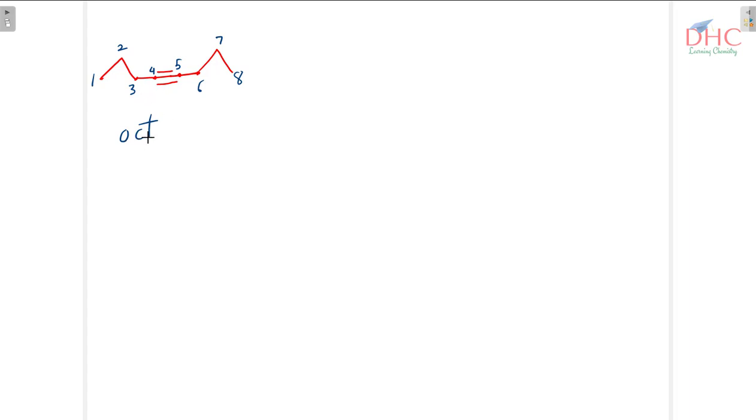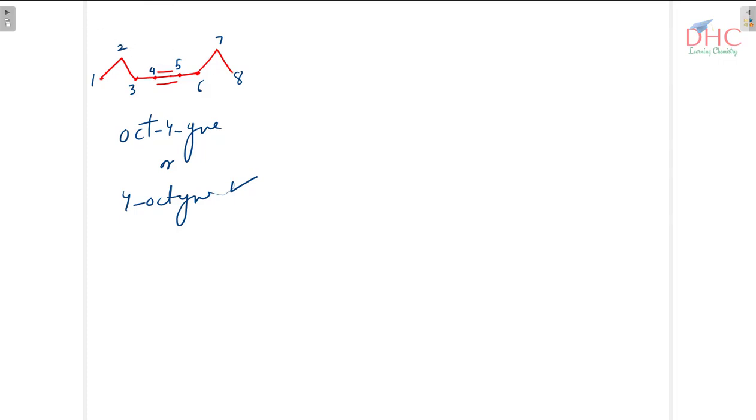So we have oct 4ene. सॉरी, ene नहीं आएगा, yne आएगा because it's triple bond. So we have yne, 4yne. So oct 4yne. और we can write it in another way also, 4-octyne. इस तरीके से भी आप लिख सकते हैं इसको. I hope you understand it.